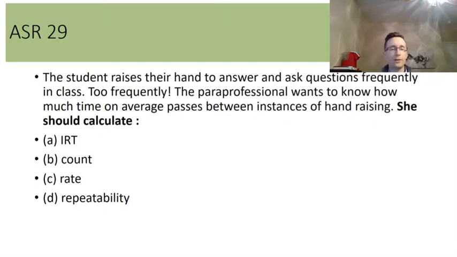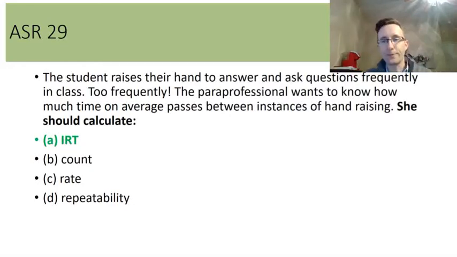Alright, I'll close the poll, and the answer here is A, IRT, because in this scenario the paraprofessional is interested in how much time passes between successive responses. That's IRT. IRT can be measured based on the fundamental property of the combination of repeatability and temporal locus. And she wouldn't measure rate because she's not interested in how many times per minute or how many times per hour the behavior occurs. She's focused here on the average amount of time that passes between instances.